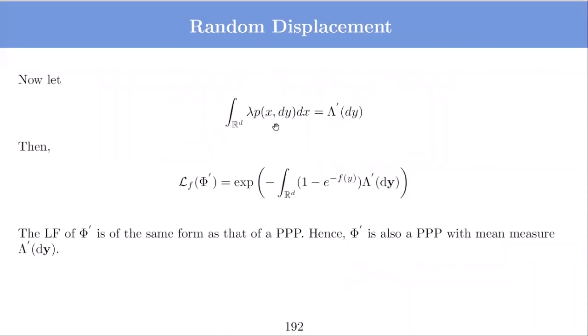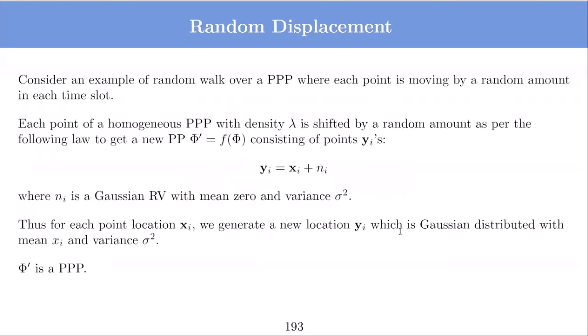Now if I let lambda p(x, dy) dx equal lambda dash dy, which is from the original definition, then what I get is exponential of minus the integral of 1 minus exponential of minus f(y) times lambda dash dy. And this is nothing but the form of the PGFL of a PPP with this density. So what I showed is that phi dash is also a PPP with this density. So we can apply this result that a displaced PPP is also a PPP.